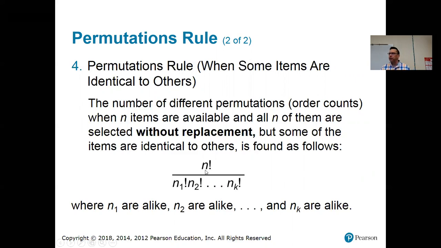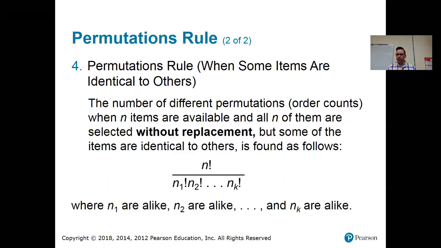There are 9 letters in the word different, but I'm going to divide by 2 factorial, which represents the F's, and then another 2 factorial, which represents the E's. And that's all I have to do because all the other letters are different. Okay.